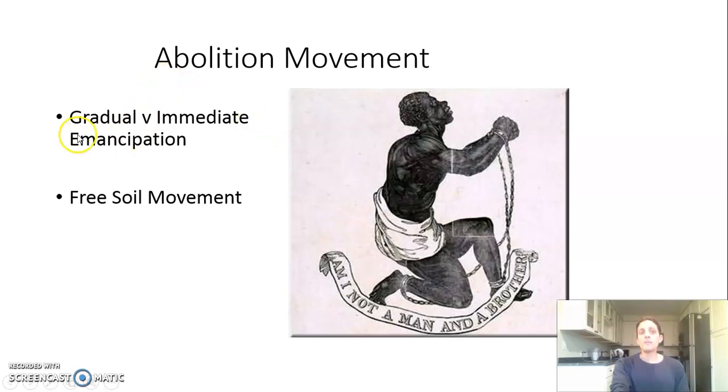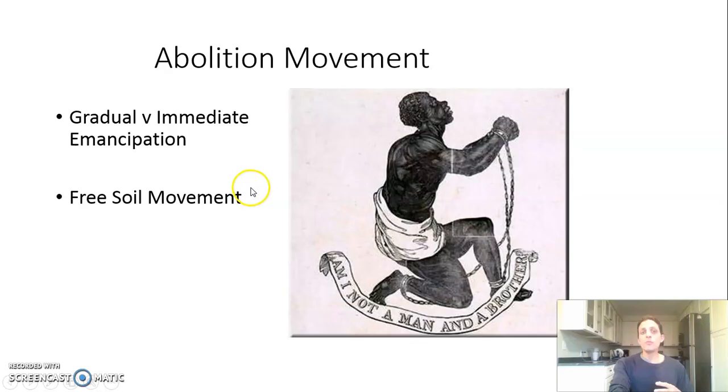Some of your famous immediate emancipationists are William Lloyd Garrison, Frederick Douglass, some of these leaders, and they both have newspapers. William Lloyd Garrison has a newspaper called The Liberator. Frederick Douglass has a newspaper called The North Star. And so you have people who are advocating for immediate emancipation and those advocating for gradual emancipation.